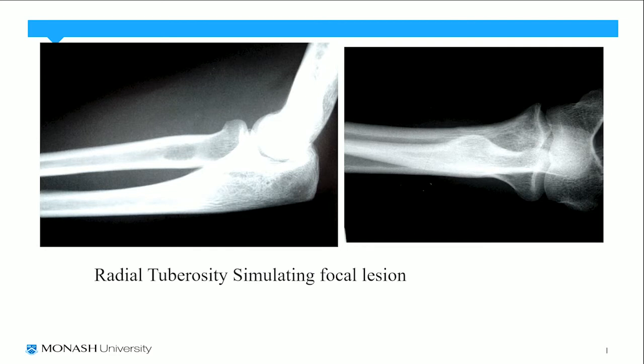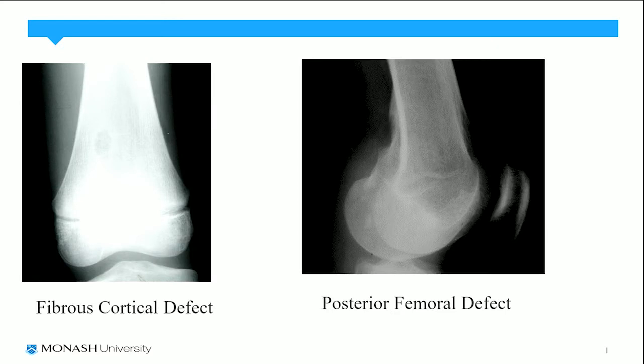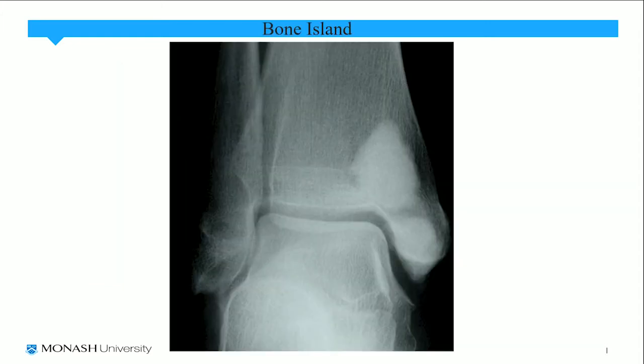On this lateral of the elbow, we have the radial tuberosity, which simulates a focal lesion. And then we have on the distal part of the femur a fibrous cortical defect, and on the lateral view we have a posterior femoral defect. A fibrous cortical defect is normally smaller than a non-ossifying fibroma. They tend to be smaller than 2 centimeters, and also you normally don't see this in patients older than 30 years of age. Another normal variant is some bony islands, which we can see here in the distal tibia.